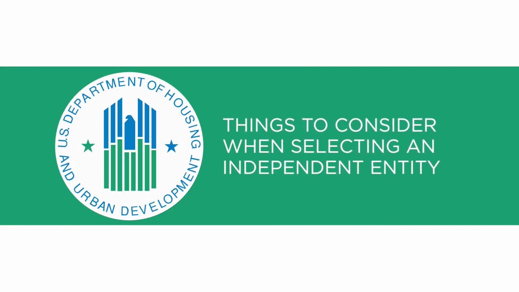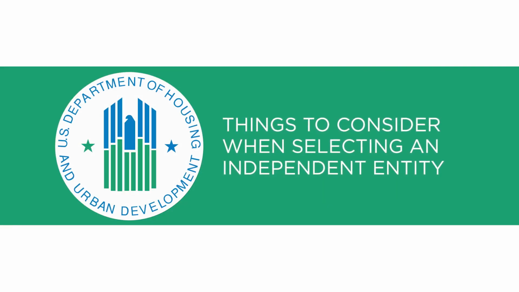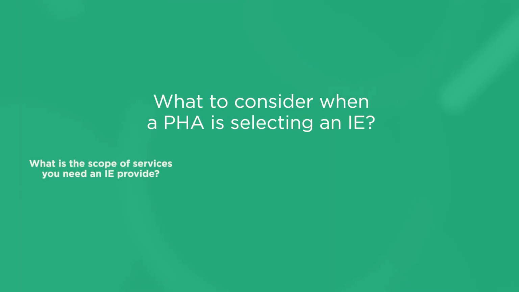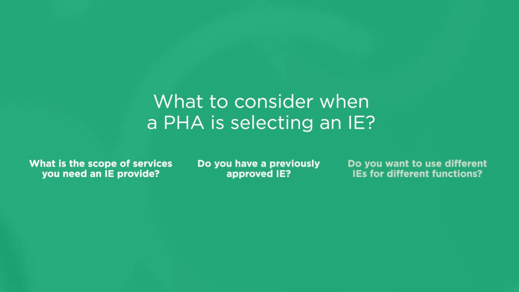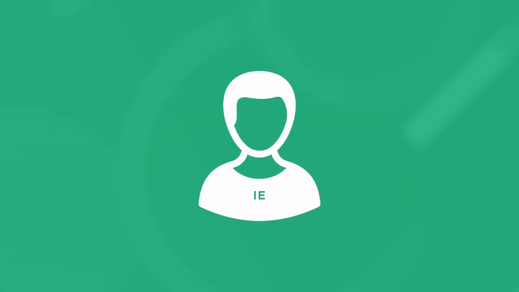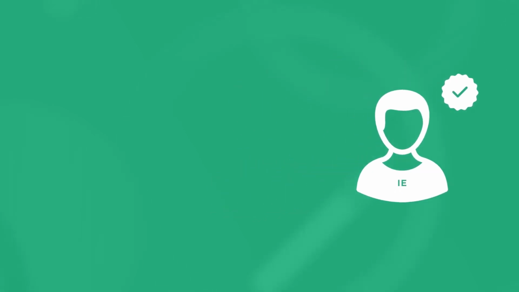In general, when a PHA is selecting an IE, it is important to consider the following questions. What is the scope of services you need an IE to provide? Do you have a previously approved IE? Do you want to use different IEs for different functions? Once an independent entity has been approved by HUD, the PHA may use that same independent entity for other PHA-owned units or for other functions. There are a few things to keep in mind if you are going this direction.